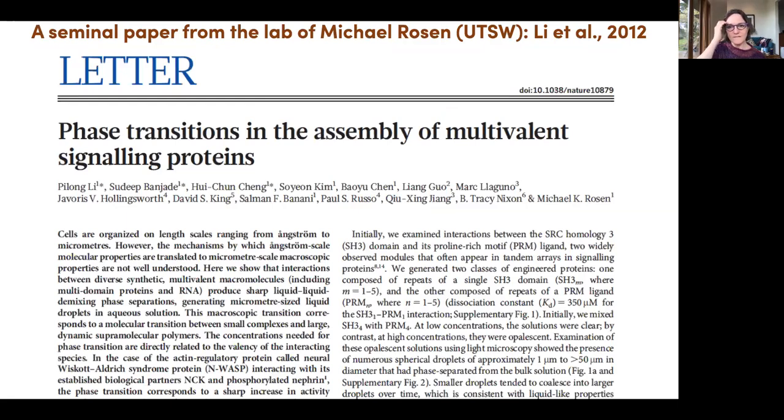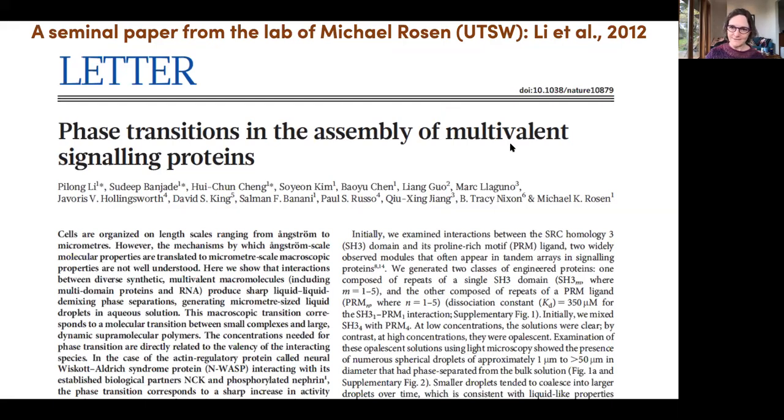And then this paper is a really amazing paper. It's a complicated paper, and every time I read it, I learn something new from it, and I've read it now dozens of times. But this is a paper that was published in 2012 that highlighted the role of multivalency, which is a term you may not have encountered before, in driving intracellular phase separation.